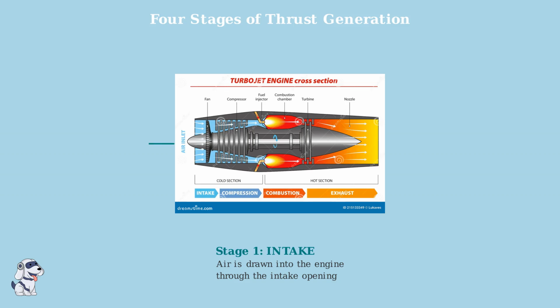Stage 1 is intake. Air enters the engine through the intake opening at the front. The shape of the intake is designed to efficiently capture and direct airflow into the engine's compressor section. Stage 2 is compression. The compressor section contains multiple rows of rotating blades that progressively compress the incoming air. This compression increases both the pressure and temperature of the air, preparing it for efficient combustion.